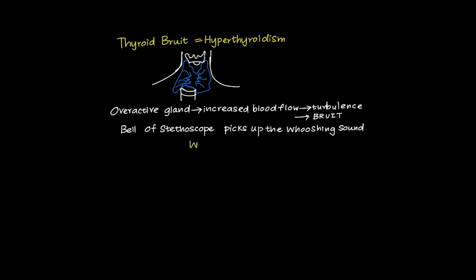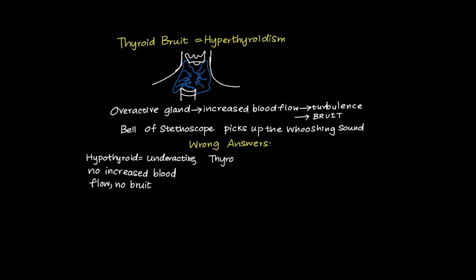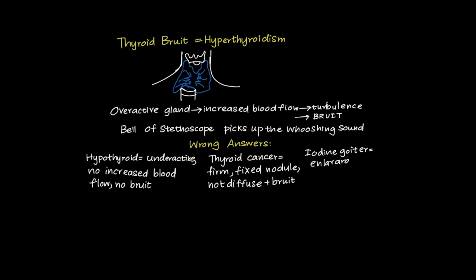The other options don't produce this combination. Hypothyroidism means the gland is underactive. It might enlarge, but blood flow isn't ramped up, so no bruit. Thyroid cancer typically shows up as a firm, fixed, irregular nodule, not diffuse enlargement with a bruit. Iodine deficiency goiter causes the gland to enlarge as it tries to compensate for lack of iodine. But again, blood flow isn't significantly increased enough to generate an audible bruit. The bruit is the distinguishing feature. Enlargement alone has multiple causes. Enlargement plus bruit narrows it down to the hyperactive, hypervascular state of hyperthyroidism.